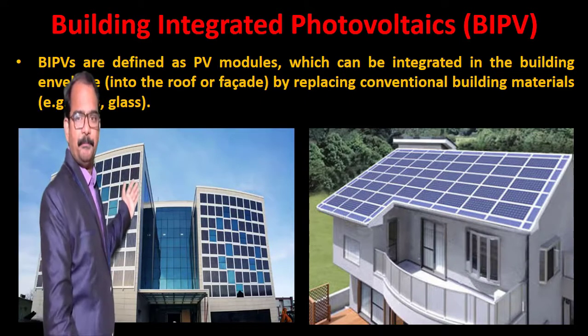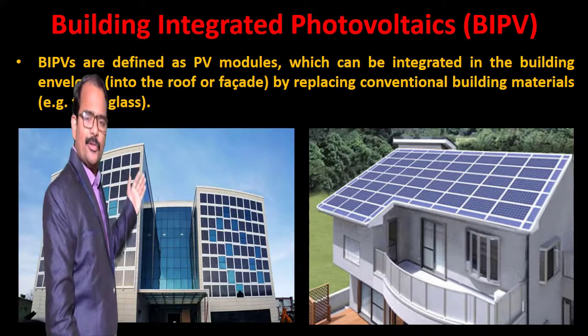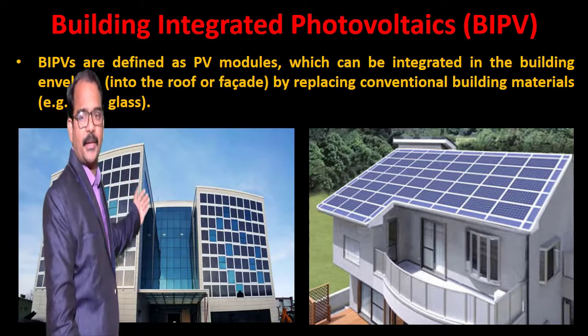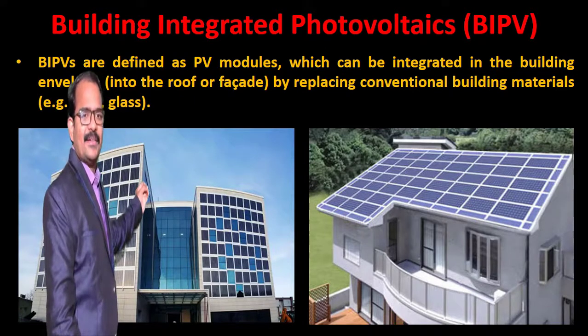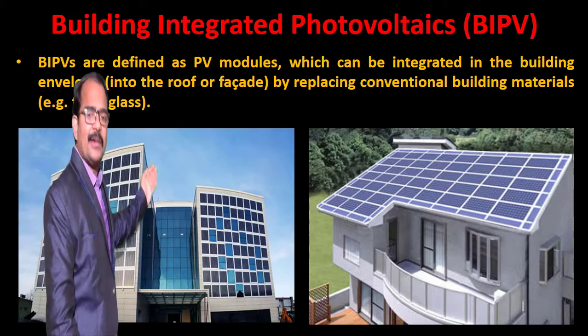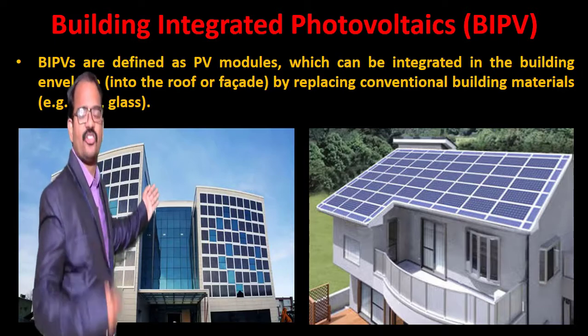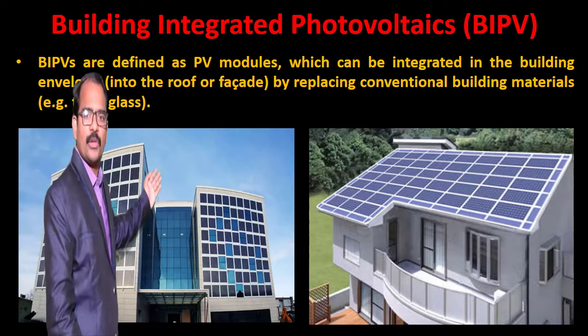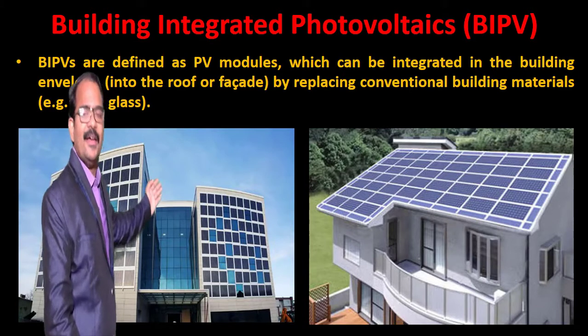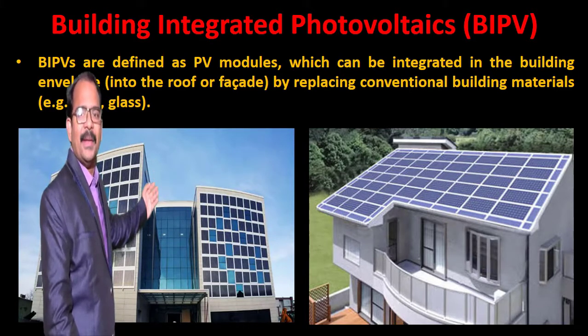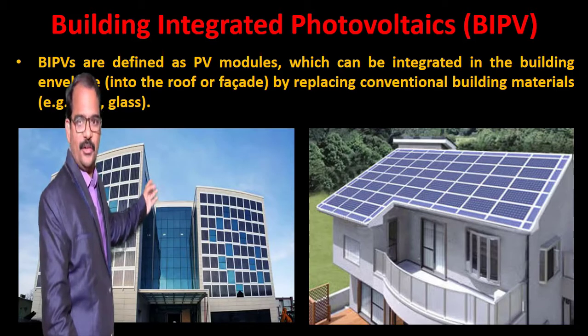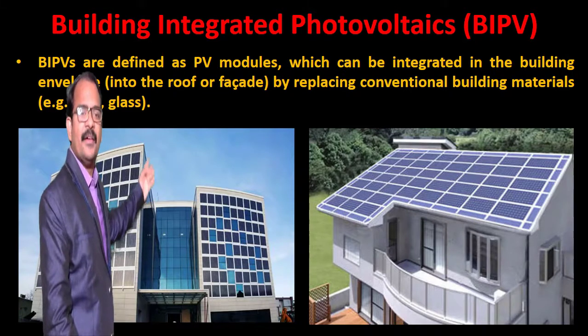So as you can see here, this building integrated photovoltaics in this particular diagram are the photovoltaic modules which are replacing the conventional building materials like glass, and they are integrated in the facade of a building. Facade means the front side or the elevation side of a building is called facade. So the solar panels which are incorporated into the elevation or facade of a building by replacing the conventional glass is called a building integrated photovoltaic systems.